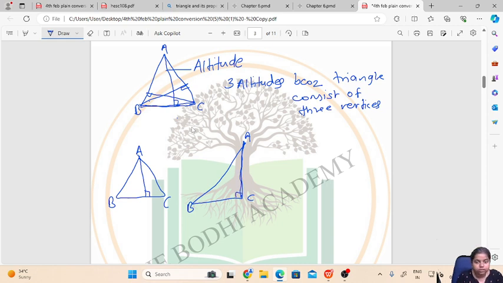Okay. And one obtuse angle triangle is given. This is C, A and B. Here the altitude from A to BC, we can't draw it like this, it should be perpendicular, correct? So here it will be like this, it should be perpendicular to the side BC. Okay, like this it will come.